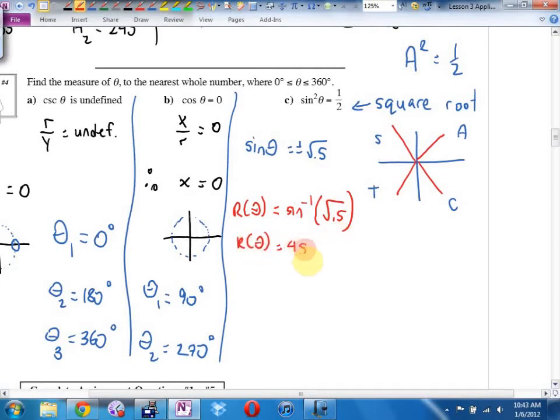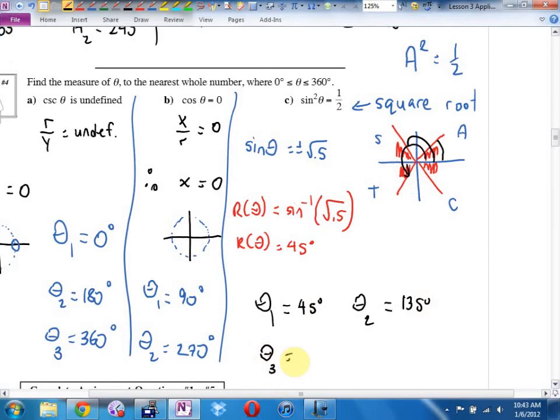There's my first angle. How big is theta 1? 45. Yep. There's my second angle. How big is theta 2? 135? Yes. How big is theta 3? How will I calculate it? 180 plus 45, which everyone knows is 225. And theta 4, this one I will make you actually figure out yourself. I think it's 360 minus 45, which is 315, absolutely.